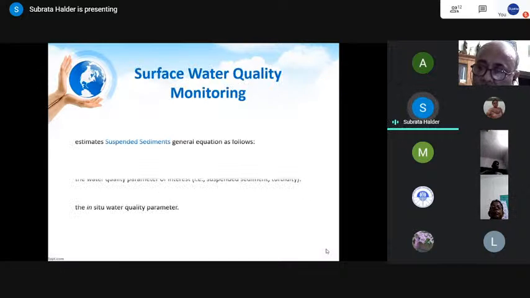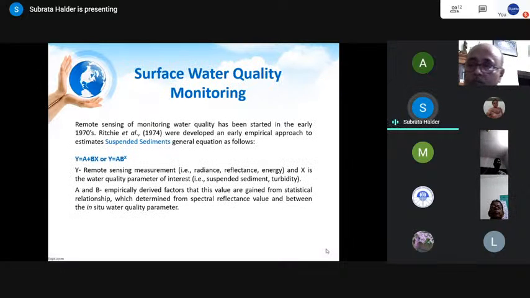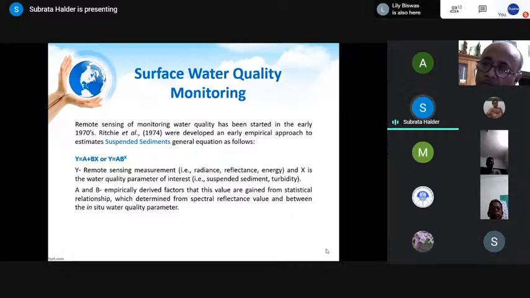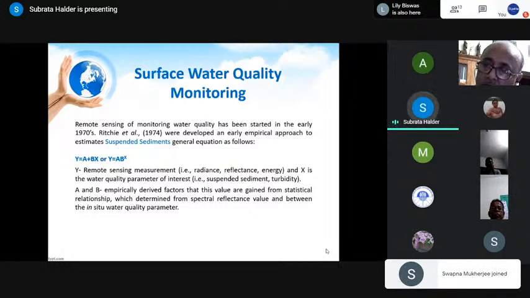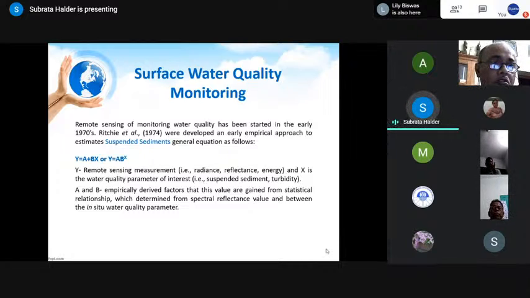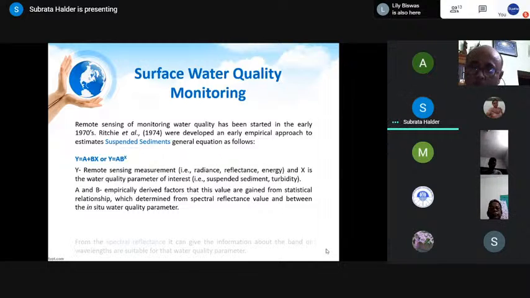Surface water quality monitoring. Remote sensing for monitoring water quality started in the early 1970s, and suspended sediments are generally equated with this equation: y equals a plus bx, or y equals a times b to the power x. Y is the remote sensing measurement, radiance or reflectance energy. X is the water quality parameter of interest, that is suspended solids or turbidity, and A and B are empirically derived factors; these values are gained from the statistical relationship we determine between spectral reflectance values and in situ water quality parameters.